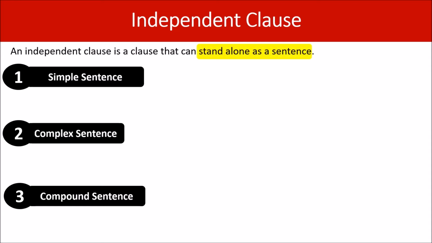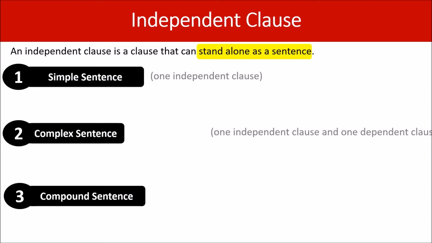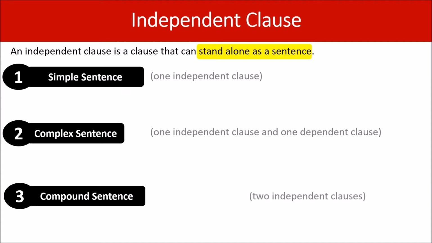So, a simple sentence is one that has one independent clause only. A complex sentence is one that has an independent clause and one dependent clause. And a compound sentence is one that has two independent clauses.